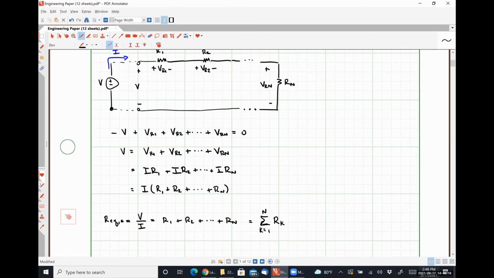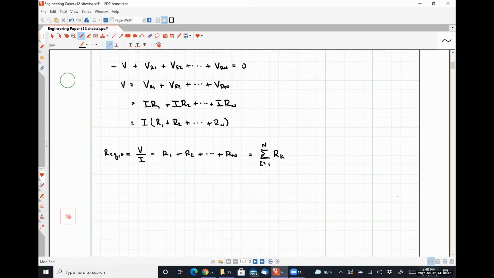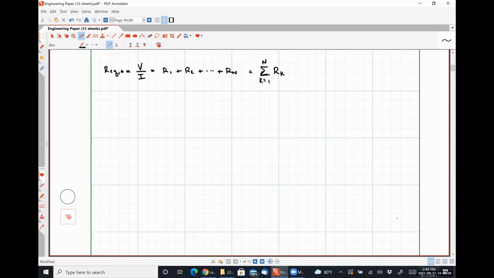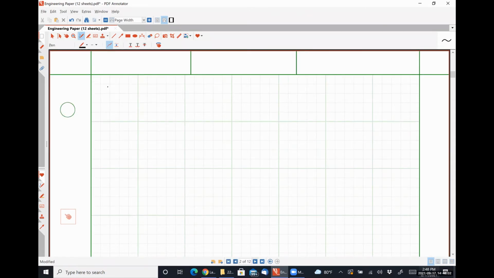Any other questions, comments, concerns about this? All right, so let's look at resistors in parallel now. And I'm going to do it on another page so that I have room.